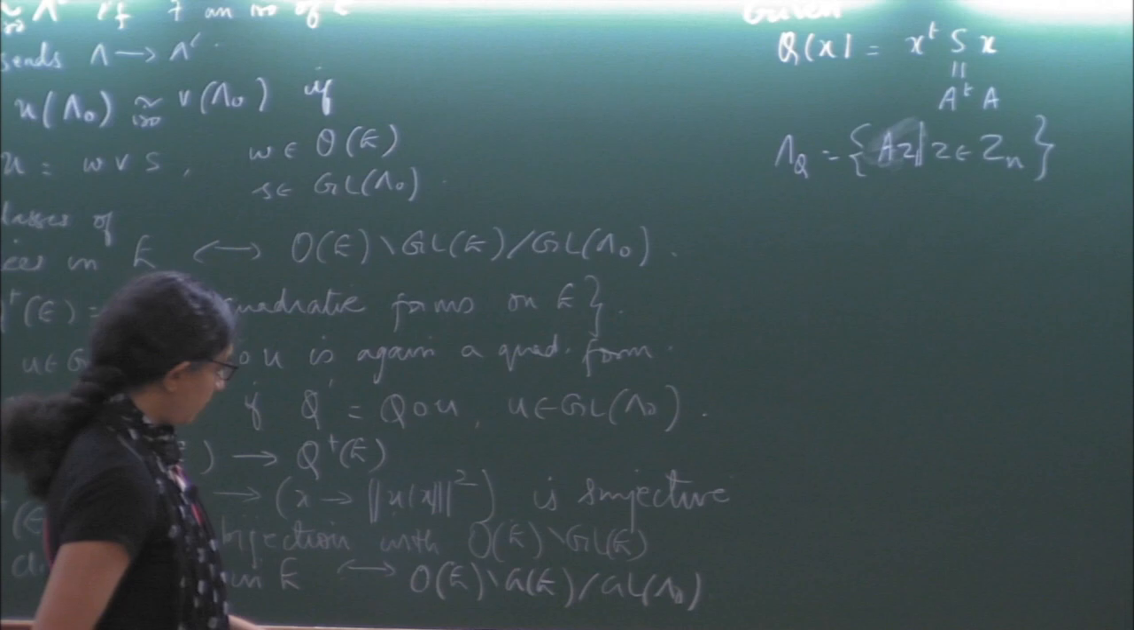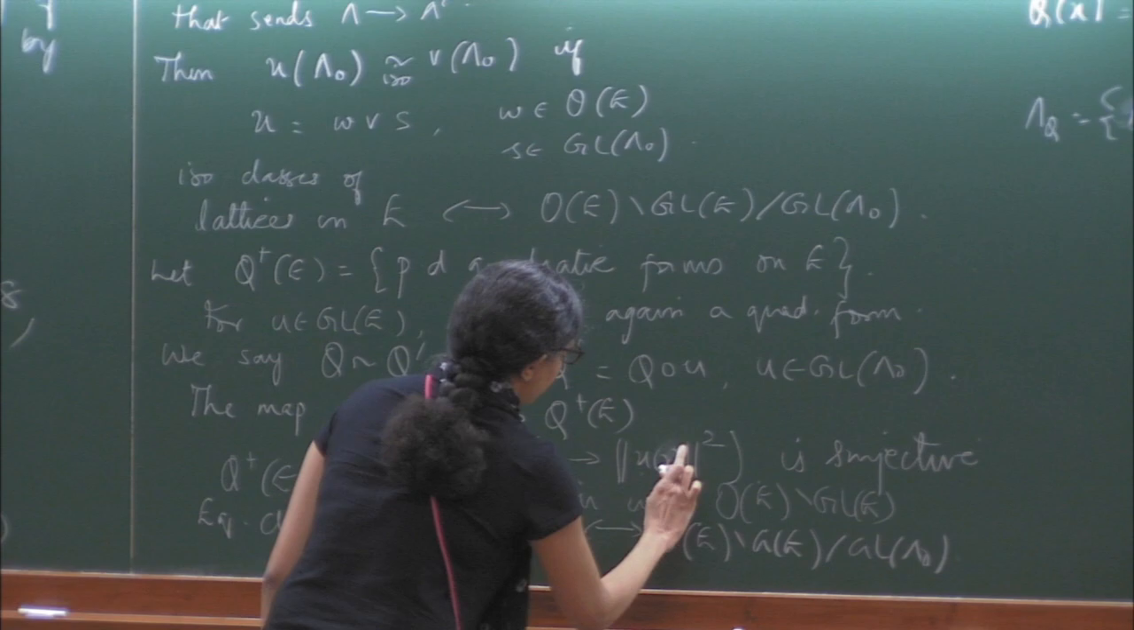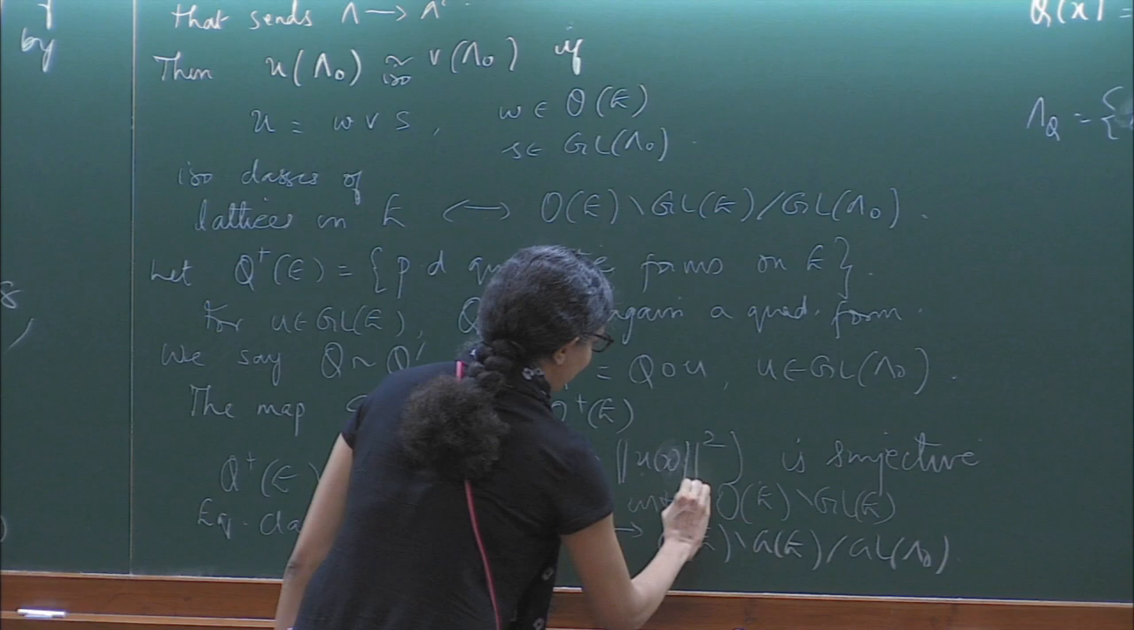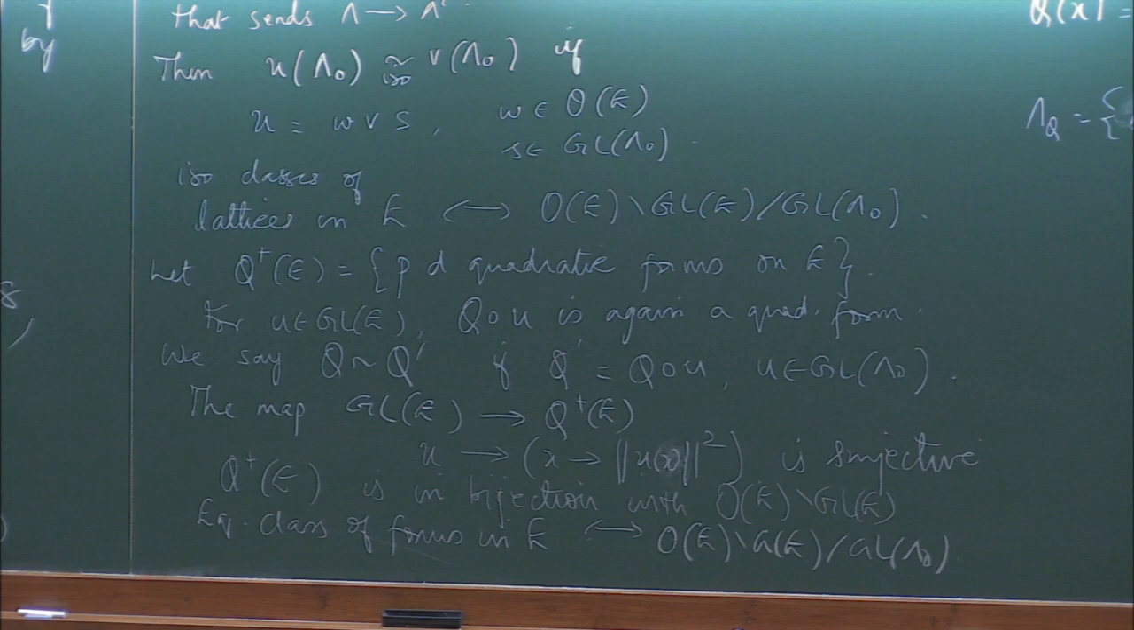This is the canonical norm. I mean, this is essentially like this, where this is the canonical norm. U of X, norm of U of X, yeah. Okay, so. Yeah, I'll continue.